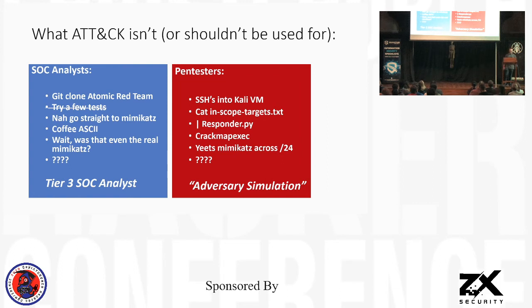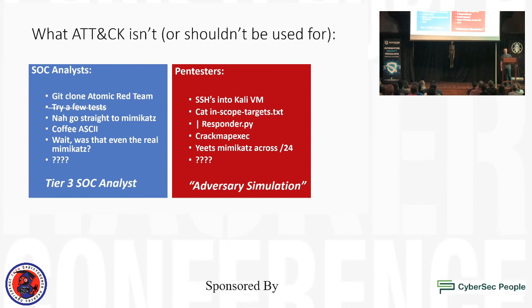So let's have a look a little bit deeper. We'll try and cover off both sides of the aisle here. We've got our Tier 2 SOC analyst. She's going for promotion. So she's going to go to the Atomic Red Team. She's going to download the Mimikatz test. She's going to run it, get the coffee ASCII, and now she's confused.